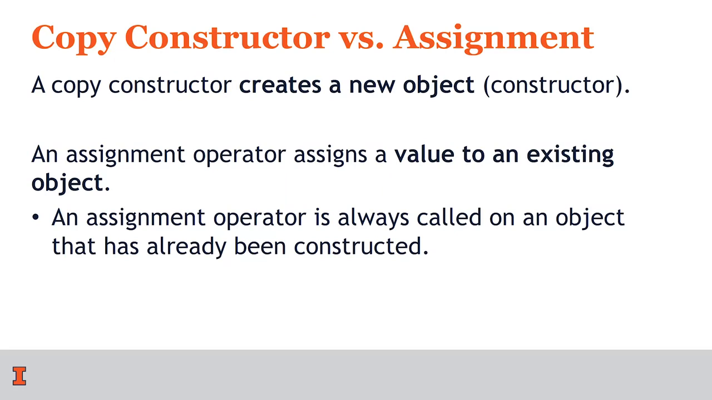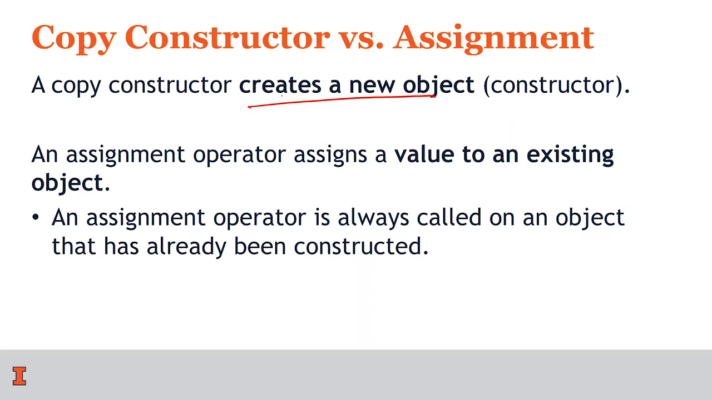One thing to remember as we're talking about the assignment operator is that it's very similar to a copy constructor, but it differs in that a copy constructor creates a new object. It's a constructor, while an assignment operator replaces the value of an existing object. So every object in C++ has to be constructed. It has to be built by some constructor. Once it's been constructed, it can never be constructed again.